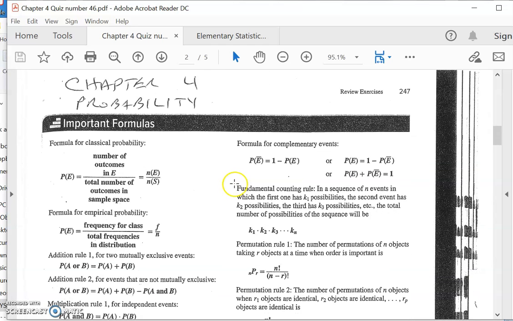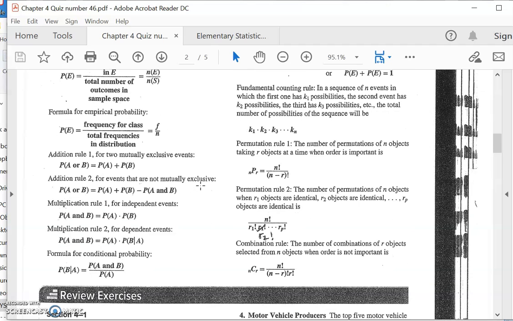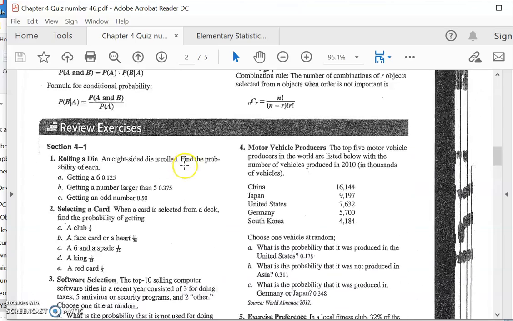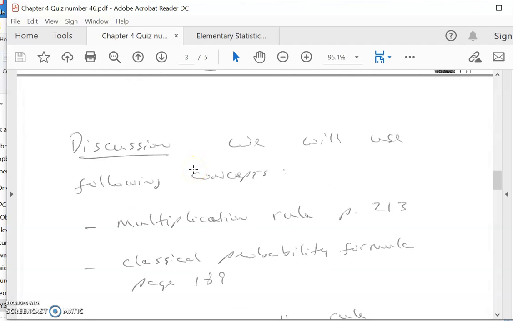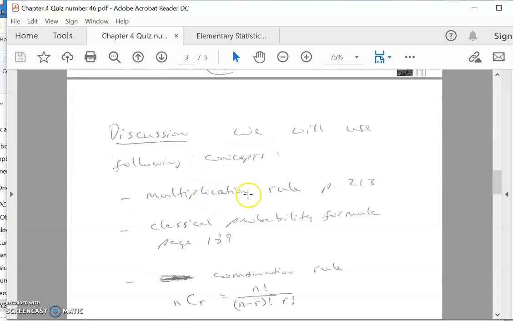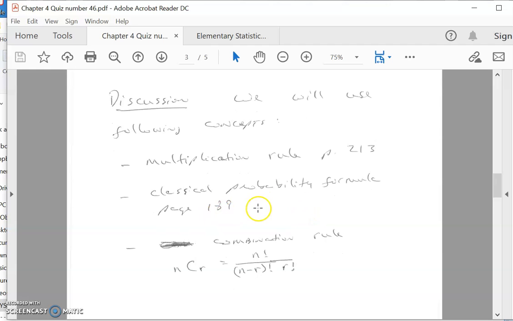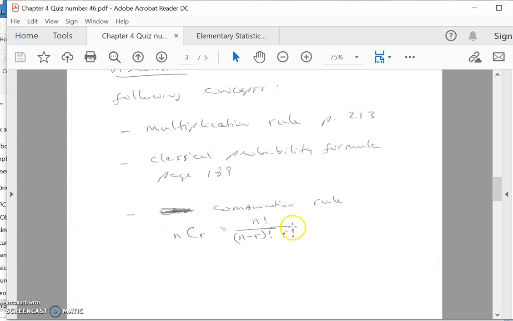So here's the page of some formulas that you're going to need. That's at the end of chapter 4. I urge you to make copies of these because they're very, very useful. Let's take a look here. We are going to use the following concepts. We're going to use the multiplication rule, that's on page 213 of the textbook. The so-called classical probability formula, which is on page 189. And we're going to use the combination rule. And here's that formula that you've used a few times now.